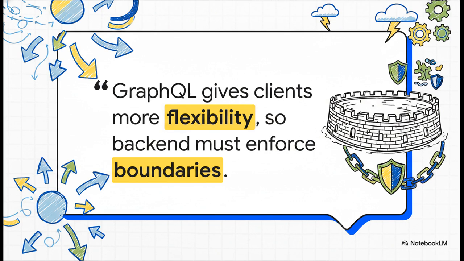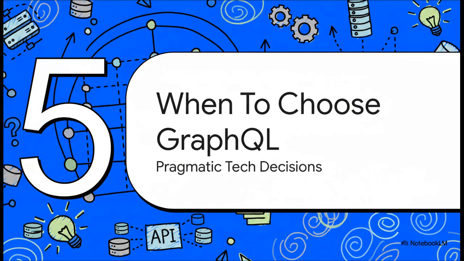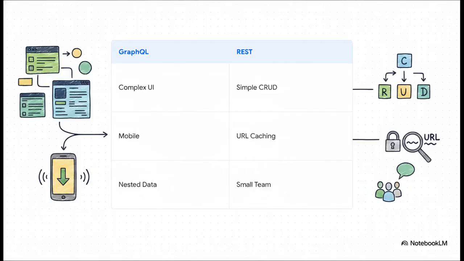Implementing this does not give the backend a free pass. If anything, it demands that backend teams be even more vigilant about security, performance, and architecture than they were with a traditional REST setup. Which brings us to our final section, Section 5, when to choose GraphQL. Let's talk about pragmatic tech decisions. So when should you actually use it?